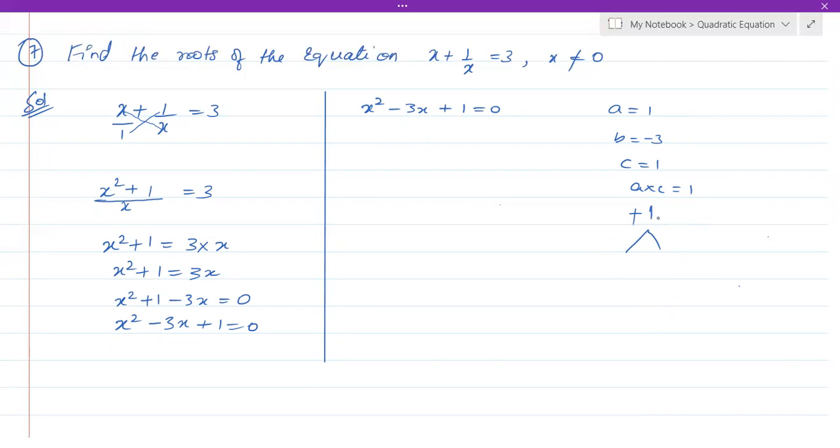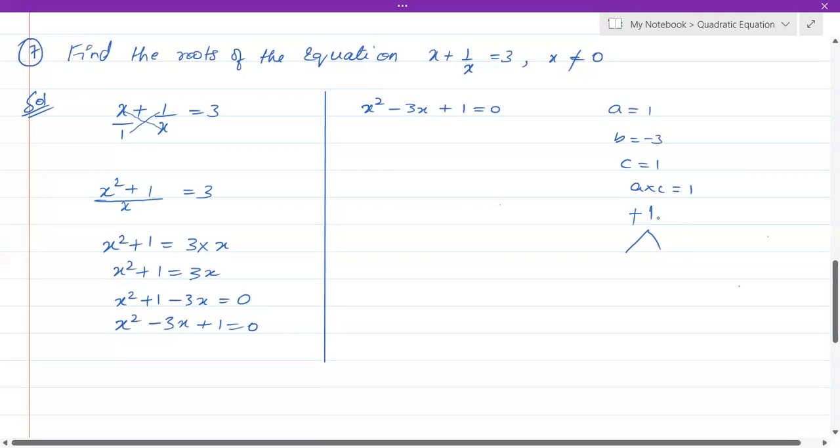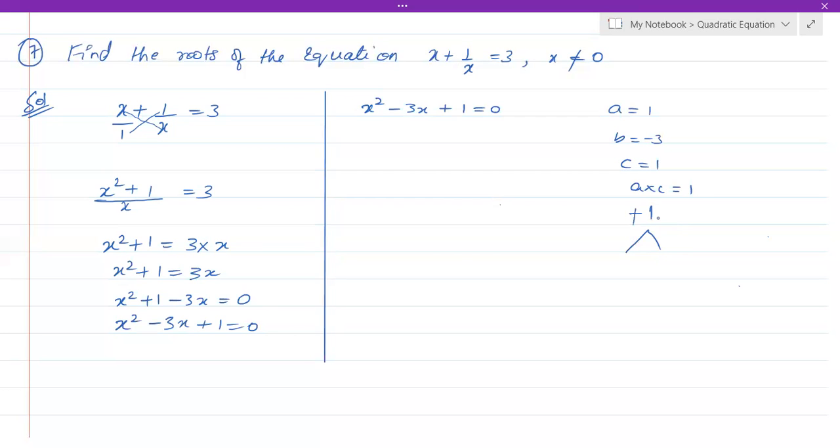See, what is a value? 1. The b value is minus 3, and the c value is 1. So what is the next step? Multiply a and c. We got 1. What is the procedure? If you multiply two numbers, you have to get 1, and if you add them, you have to get 3. Is there any possibility? No. So we have understood that all the problems cannot be solved by factorization method. Therefore, we need some other method to solve these problems.